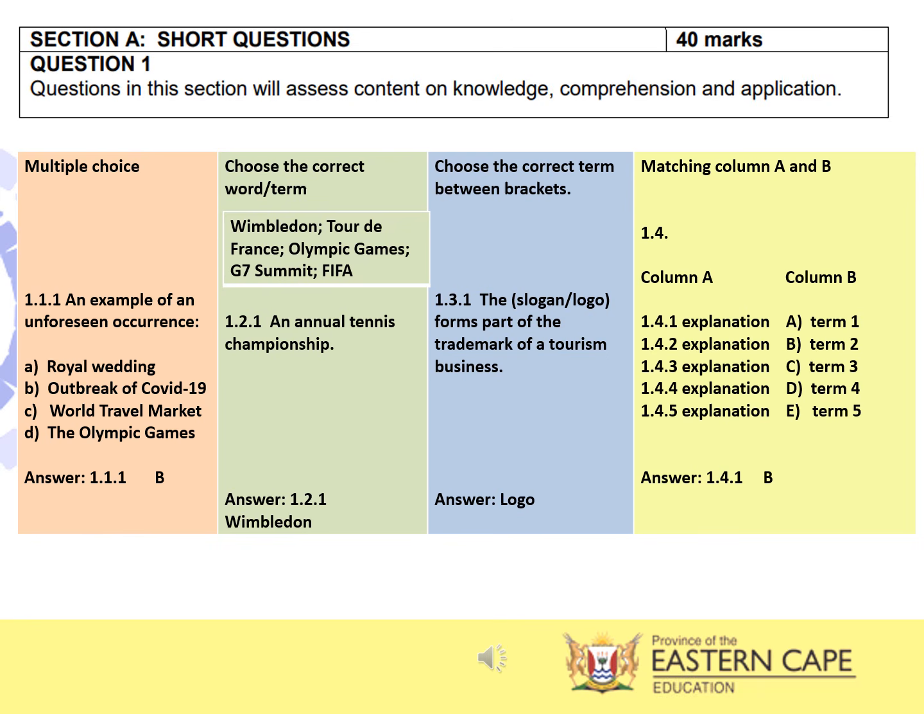Here is the lower order question format to expect in Section A. There are always multiple choice questions. Choose the correct word or term. Choose the correct term in brackets and matching column A with column B. Only write the letter unless the question asks for a word.